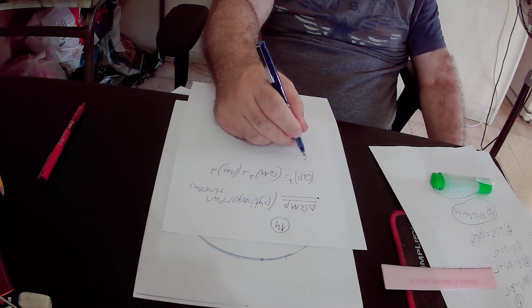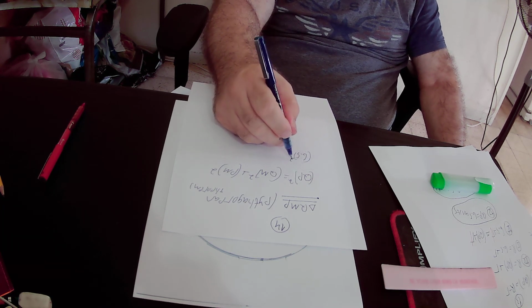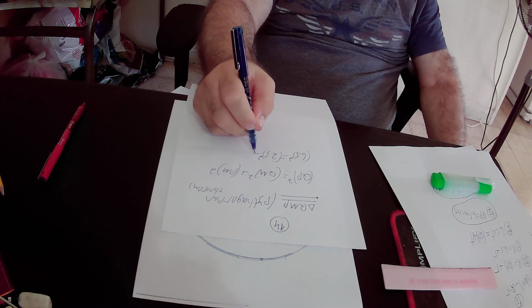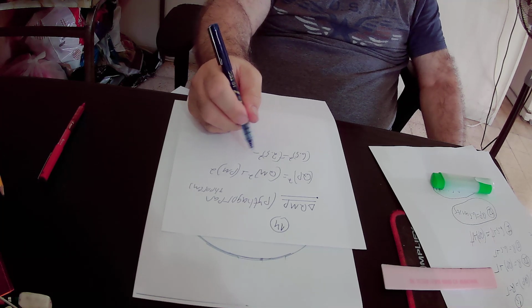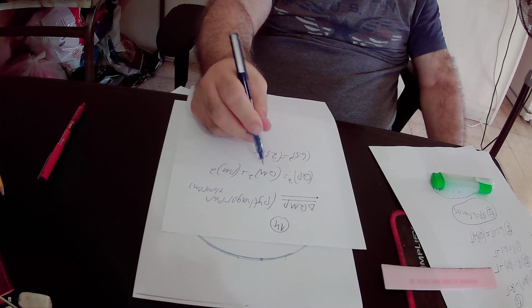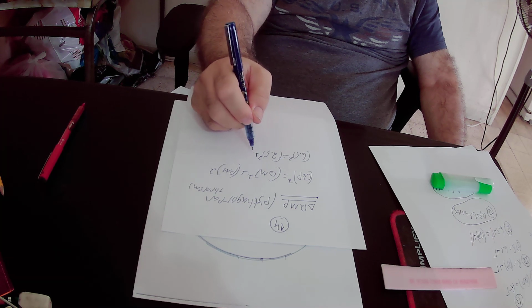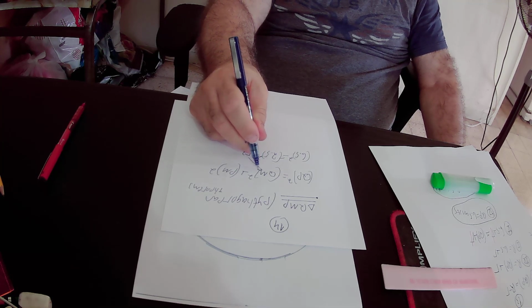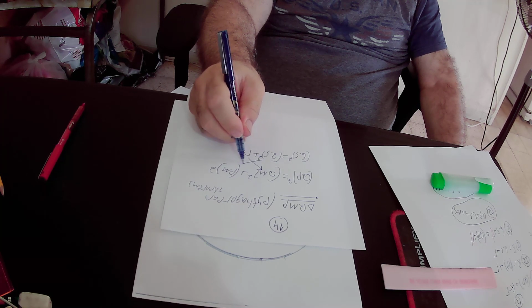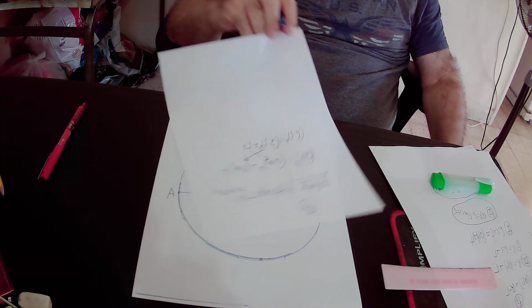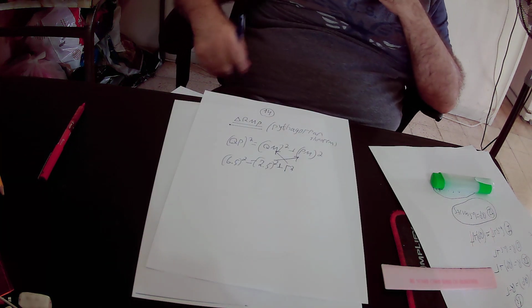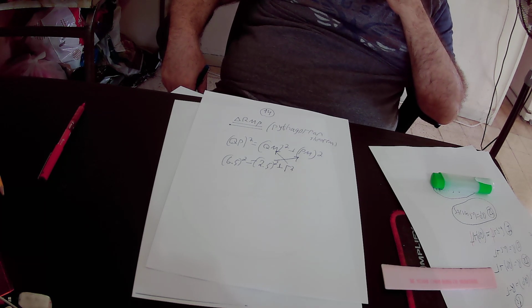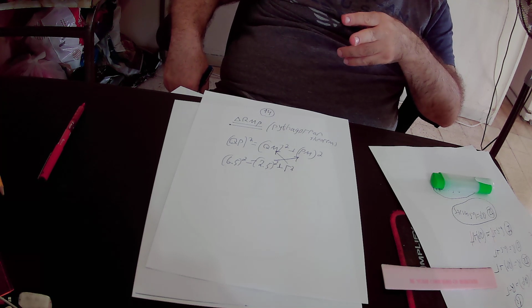So QP square is 6.5 square, which equals QM square plus PM square, where PM is 2.5 square, and QM is the radius of the small circle. So in total we got that 6.5 square equals 2.5 square plus r square. 6.5 square equals 42.25 and 2.5 square equals 6.25.